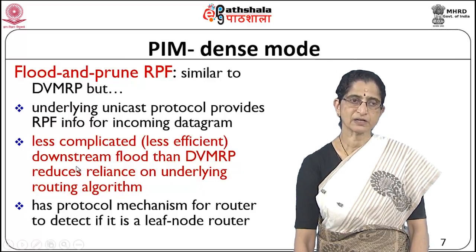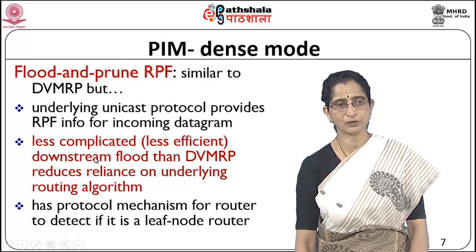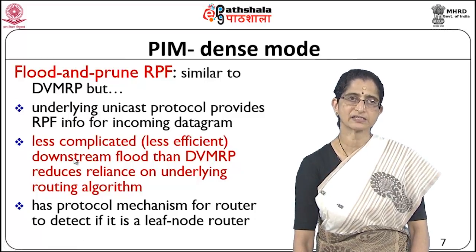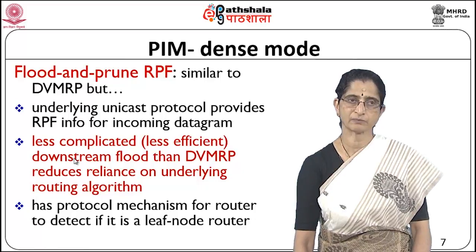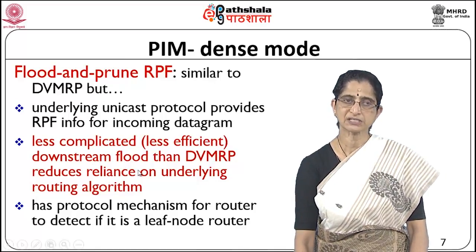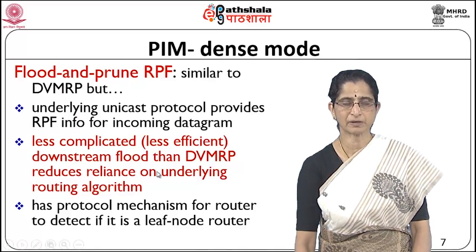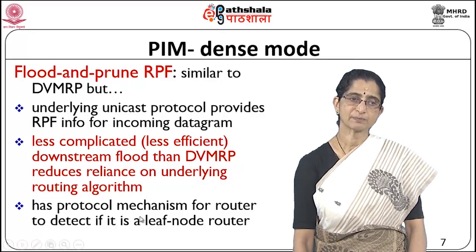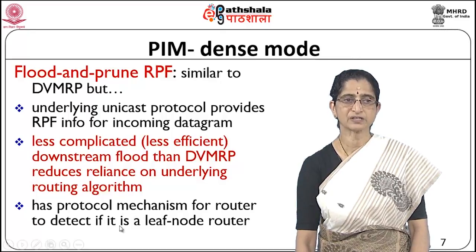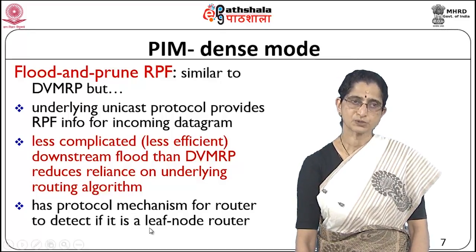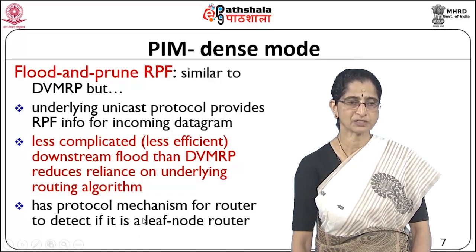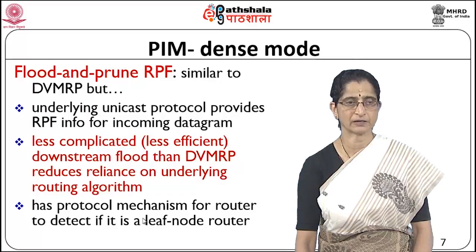So, specifically what PIM does when compared to DVMRP is that it will forward on all its ports until it explicitly gets a prune message from one of the links, from one of the ports. So, in that sense it is a little less complicated than DVMRP. It has to maintain less amount of state. Also, it has a protocol mechanism for a router to detect if it is a leaf node router, so that it can inform the higher routers, or the upstream routers, appropriately.